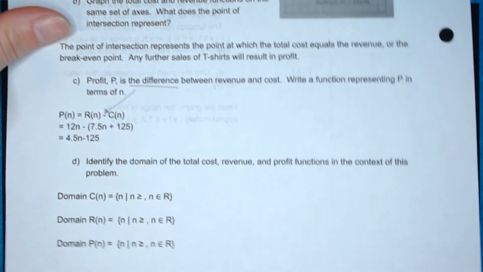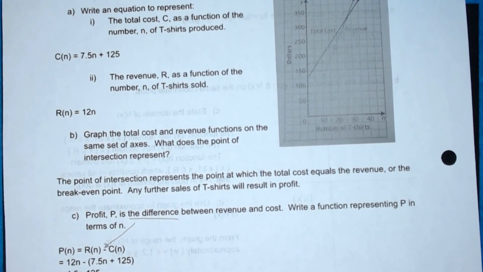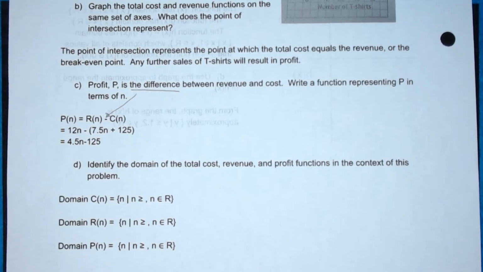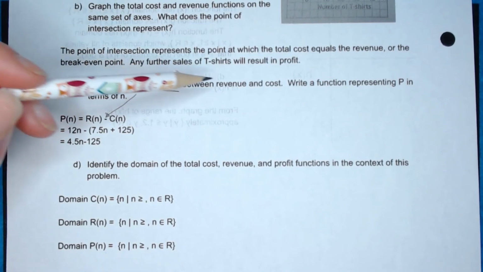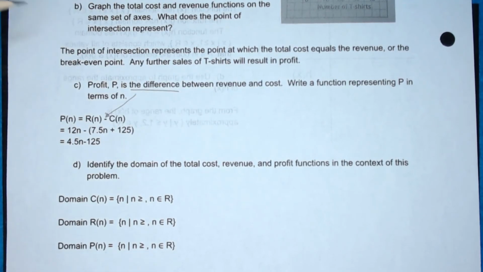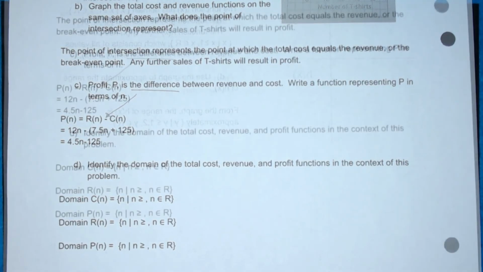In C, the profit is the difference between the revenue and the cost. Write the function representing P in terms of N. So you have these two formulas that you've already figured out, C of N and R of N. And now we want to calculate the profit. Notice that it says it's the difference between the revenue and the cost. So it sets up your formula for you without you having to do any work. It's the revenue, subtract the cost. How much money you make minus how much money you spent. And once you've done that, you can just combine like terms and leave it in that format there.